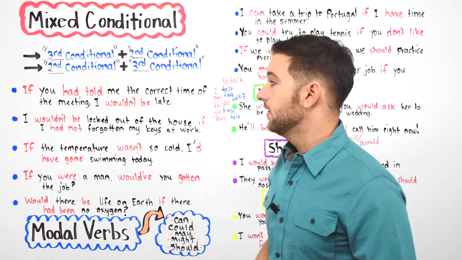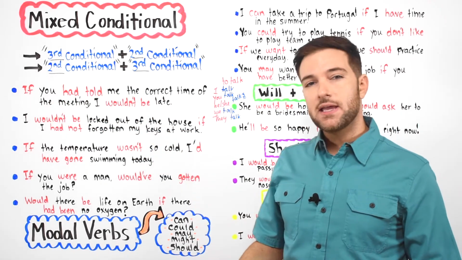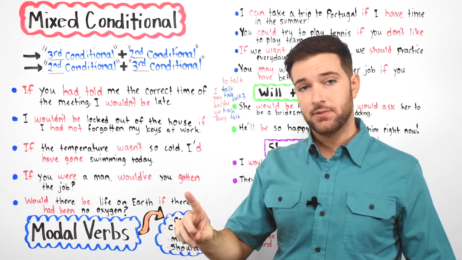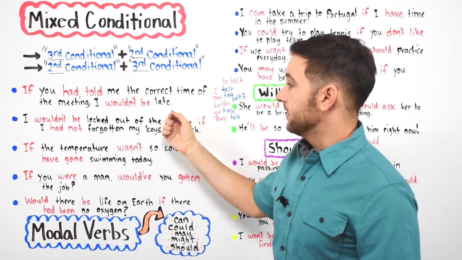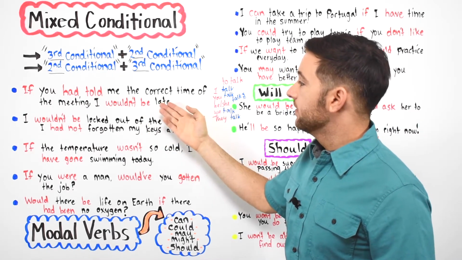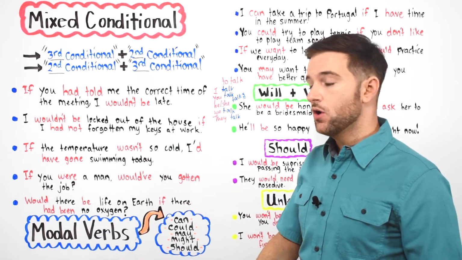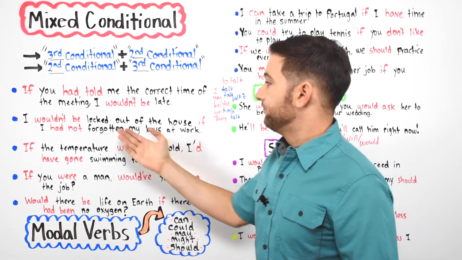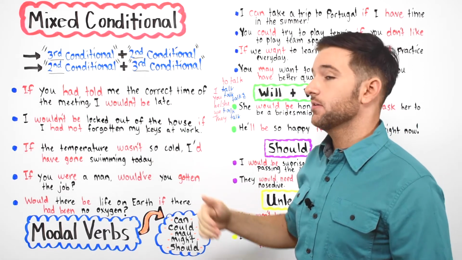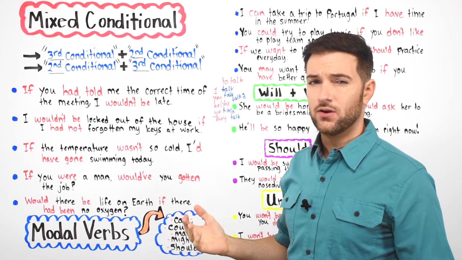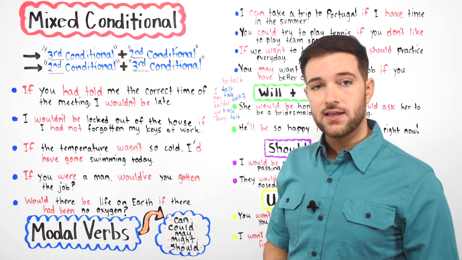So think about it. If you had told me the correct time, remember I said, what if something happened in the past, but it didn't happen? Well, in this case, we're explaining exactly that. We're talking about what if somebody had told you in the past, but they didn't tell you, what would be the result today? In this case, I wouldn't be late, so this person is late. Now, what would the result be? Well, the result would be that you wouldn't be late, actually.